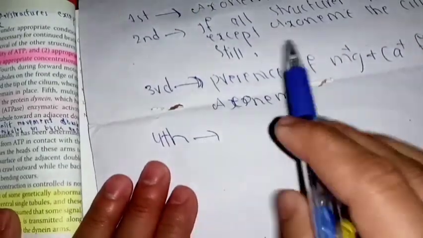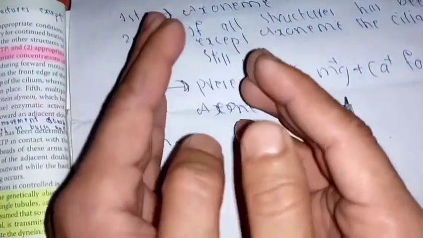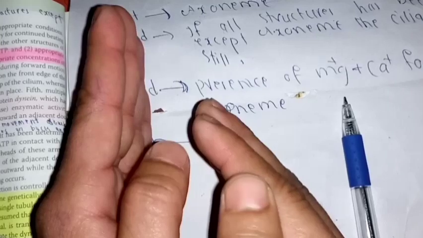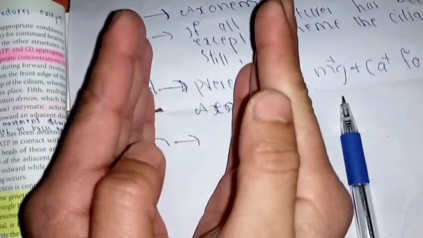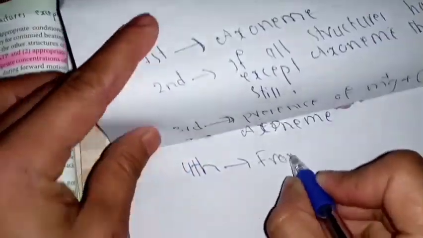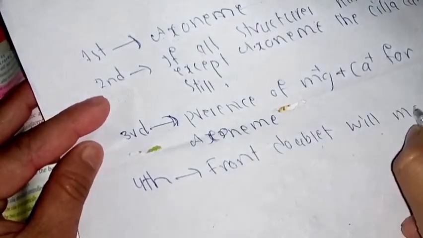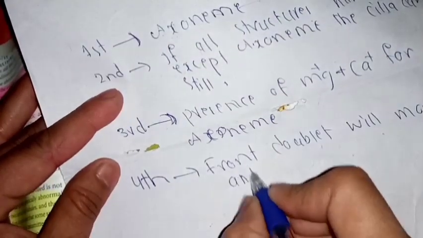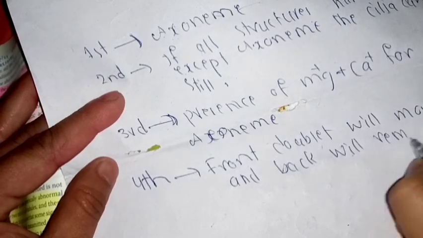The fourth point is, during the forward motion of the cilia, the duplet tubules which are on the front side will move outward toward the tip of the cilium, and the ones on the back side will remain stationary, and in this way they will perform the movement. So the front duplets move and the back will remain static.